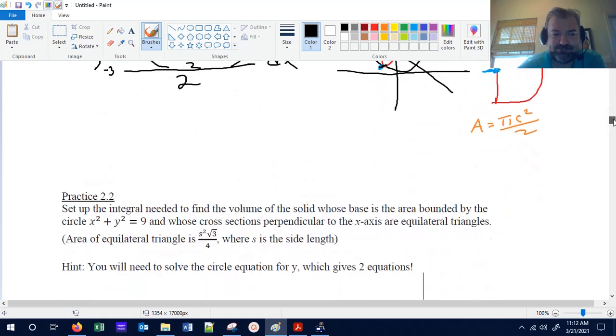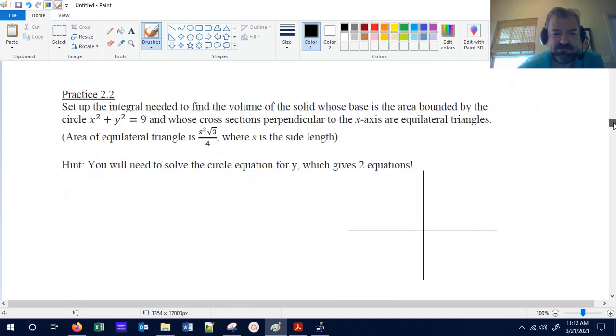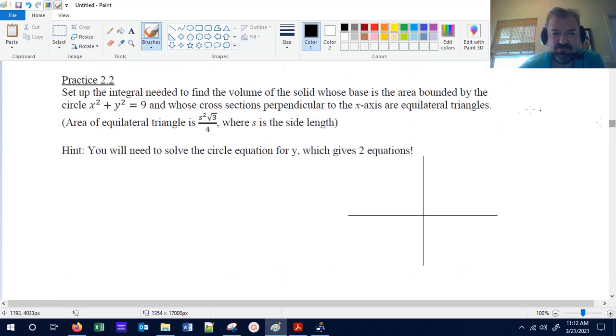All right. I do have some practice problems for you to do. I'm gonna have you do this one practice problem. It's a little bit tricky because you actually need to write 2 equations for the x squared plus y squared equals 9. That's a circle. So solve for y, and that'll give you one function and another function with the plus or minus.